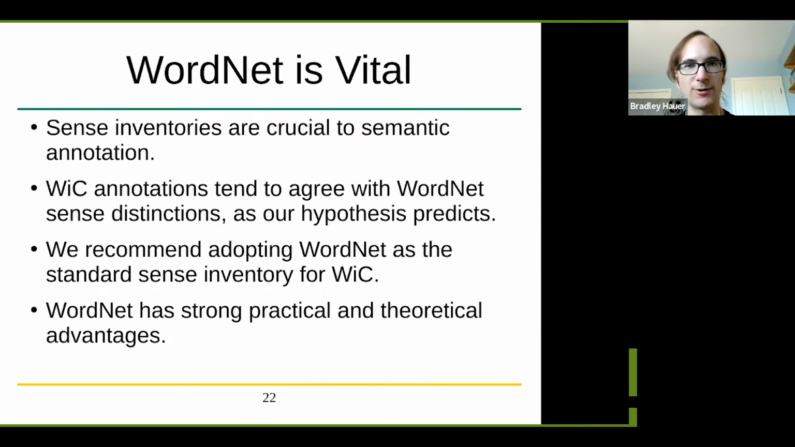So I want to wrap up this part of the talk by making the argument for the continued use of WordNet. Sense inventories are crucial to semantic annotation. If we want to have sense annotated corpora, which are vital to tasks such as WSD and can indirectly be useful for tasks such as machine translation, we need some way of annotating words in context. Moreover, we find that WIC annotations tend to agree with WordNet sense distinctions, exactly as our hypothesis predicts. So our recommendation based on these findings is the adoption of WordNet as the standard sense inventory for the WIC task. And we also argue, as we will show later in this talk, that WordNet has strong practical and theoretical advantages.